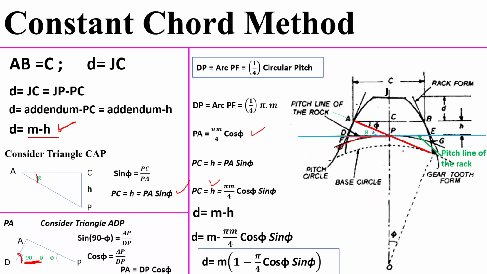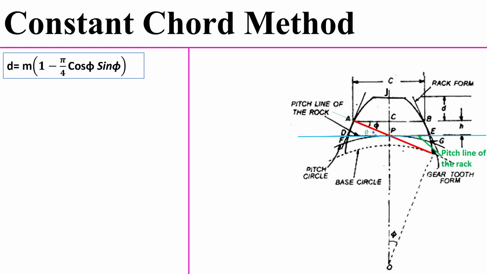So here m we have to take common, then the equation will become small d equal to m into 1 minus pi by 4 into cos phi sin phi. So this is the small d. So next we have to determine this AB value, considering the capital C. From the figure, AB equal to 2 times of AC. So AB we can rewrite as 2 times of AC.